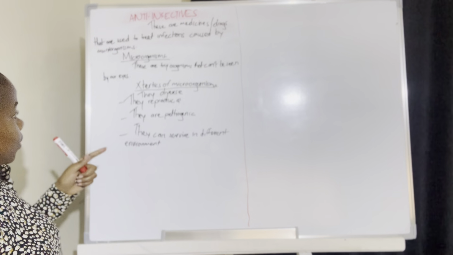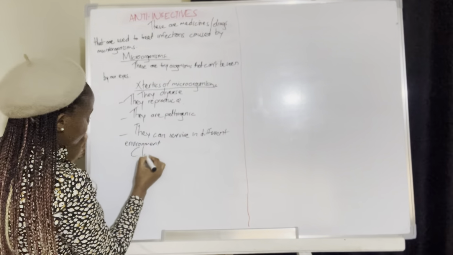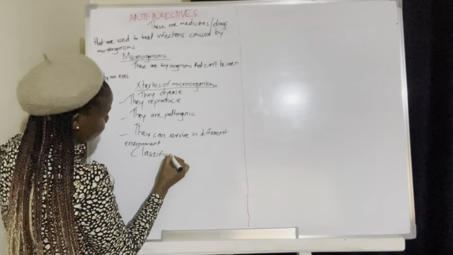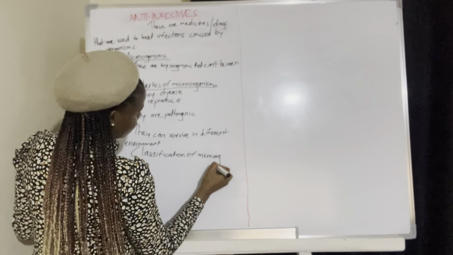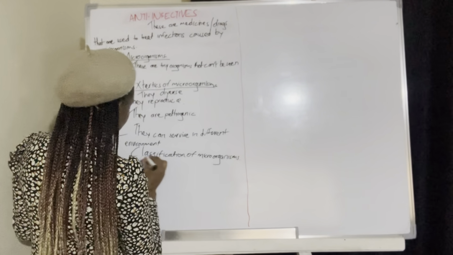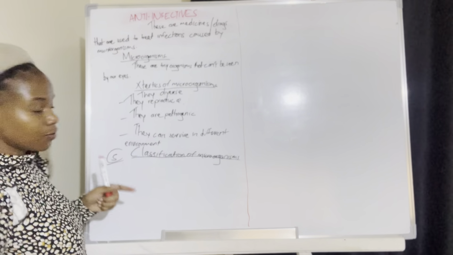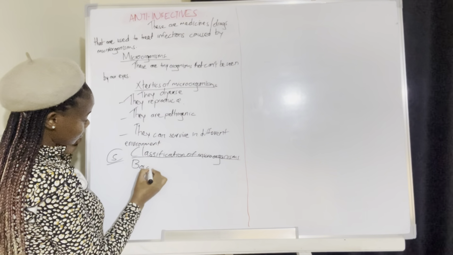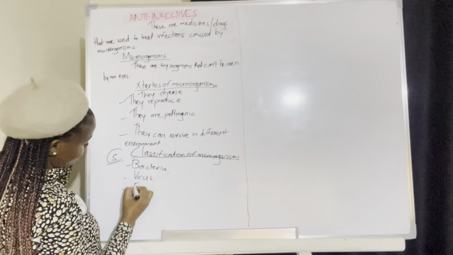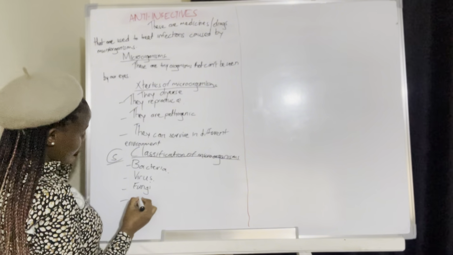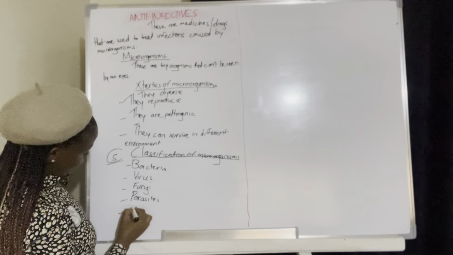After discussing the characteristics of microorganisms, we also need to know the classification of microorganisms. They are grouped into five. First, we have bacteria, we have viruses, we have fungi, we have parasites, we have protozoa.